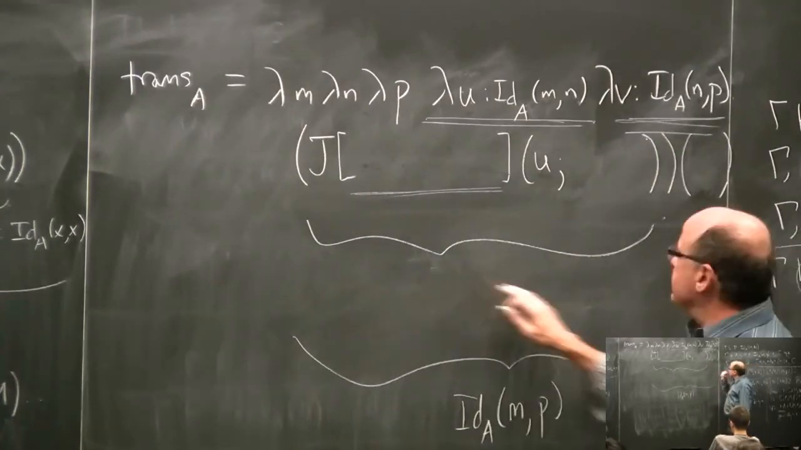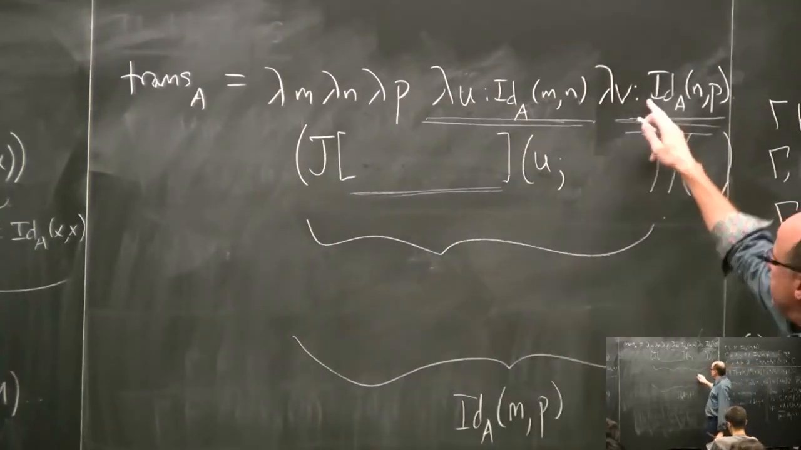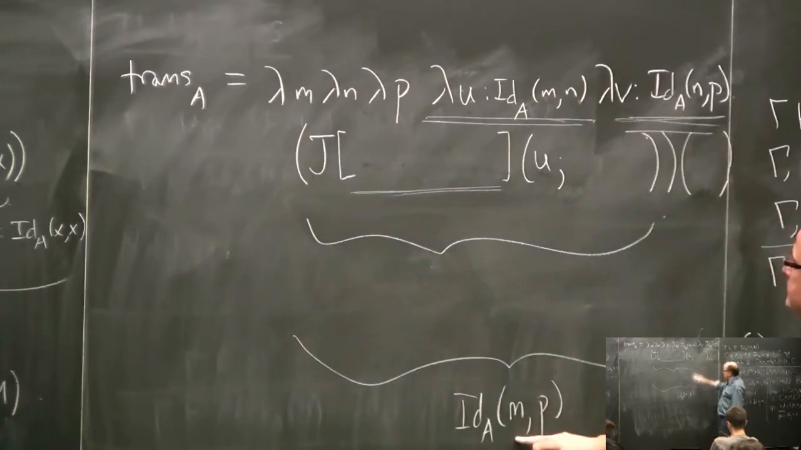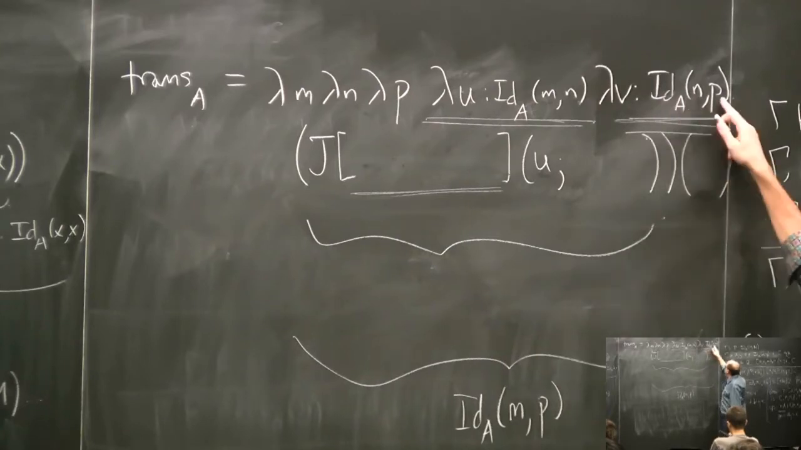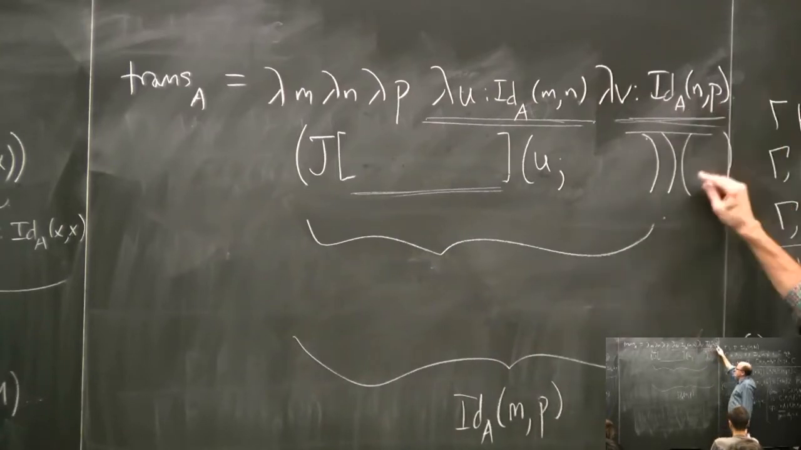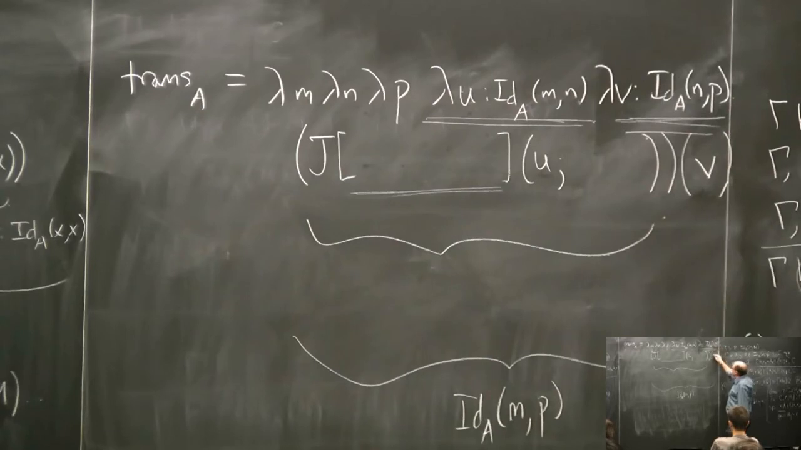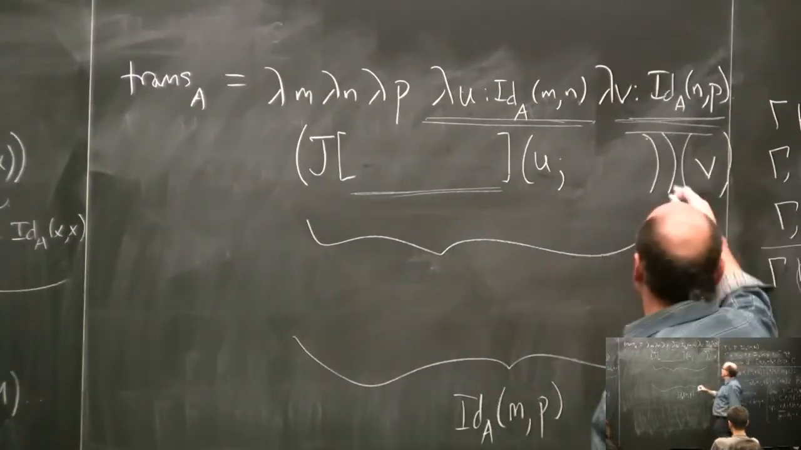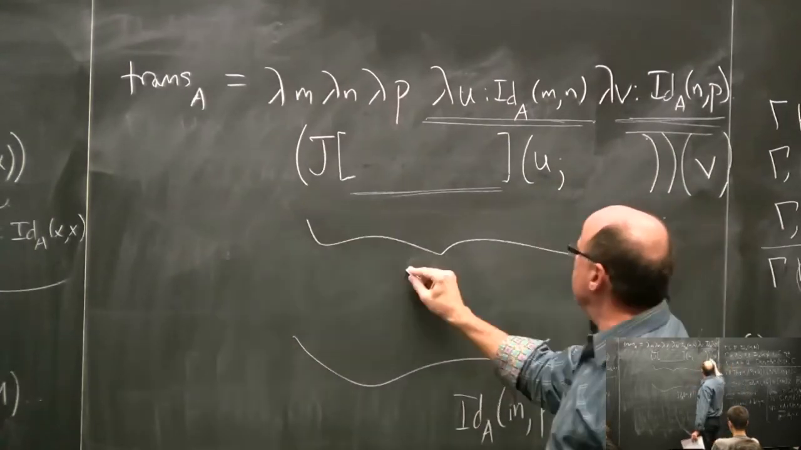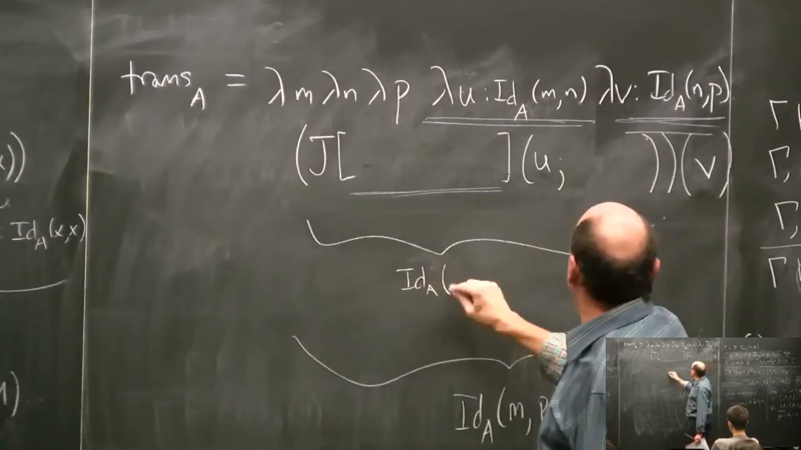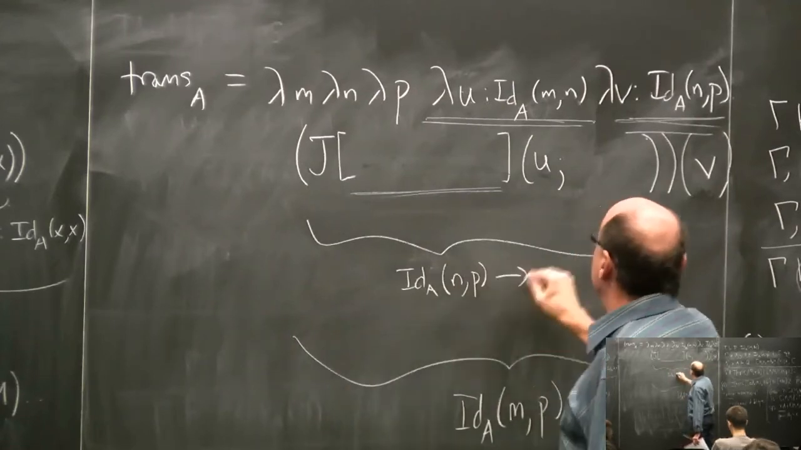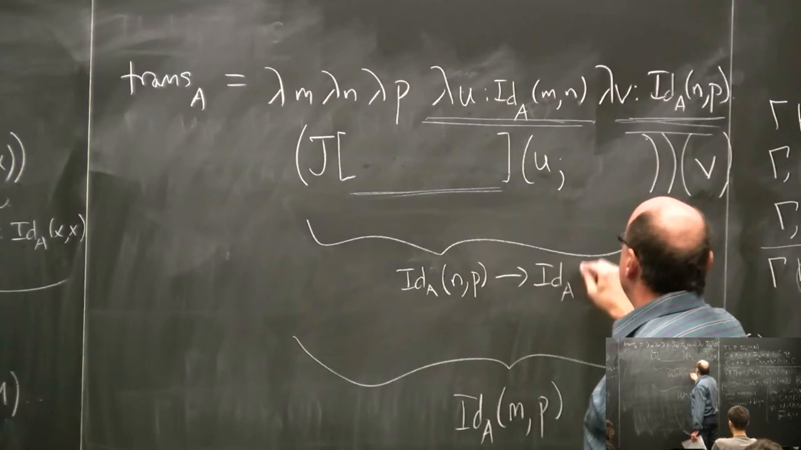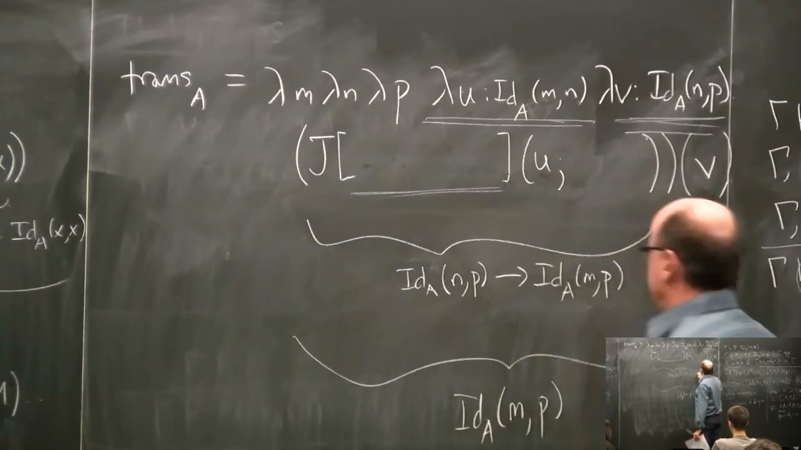So the idea is that I need to get out something here that lets me use v to bridge to m and p. So how can I use v? Well, v is in id A, n, and p. And the way I'm going to use it is I'm going to compute a function by induction. And that function, the brace part, is going to have type id A, let's do this right, it should be n p arrow id A m p.